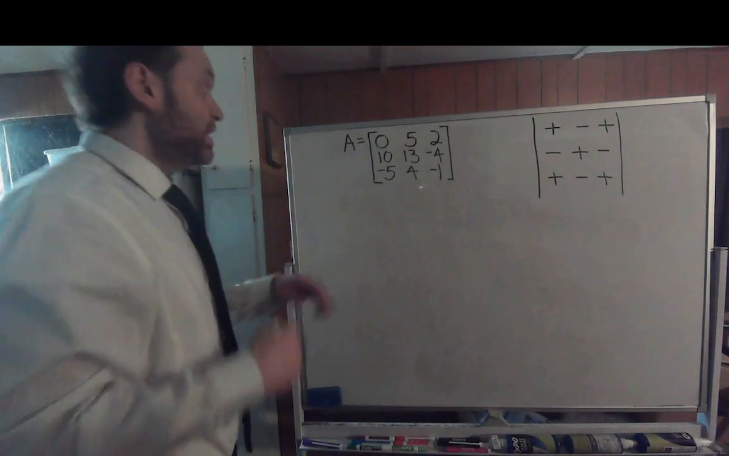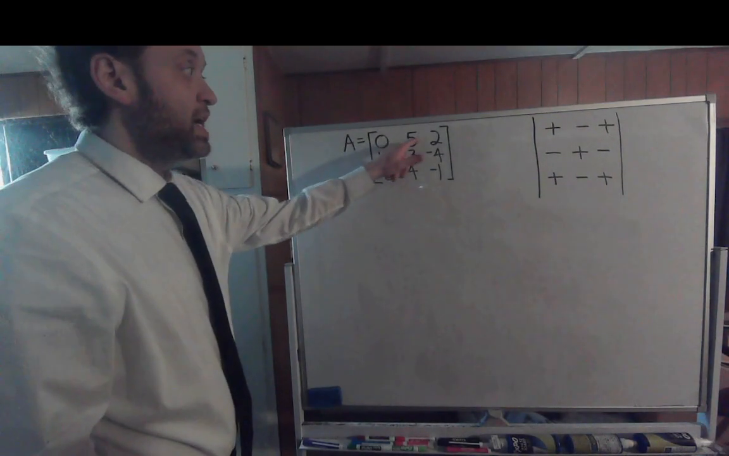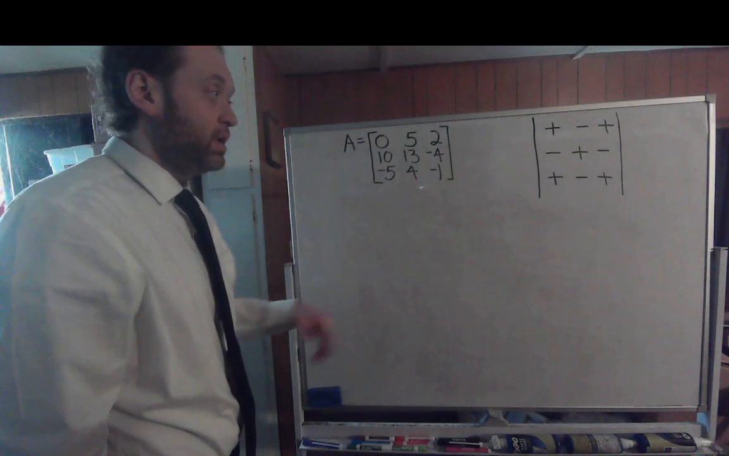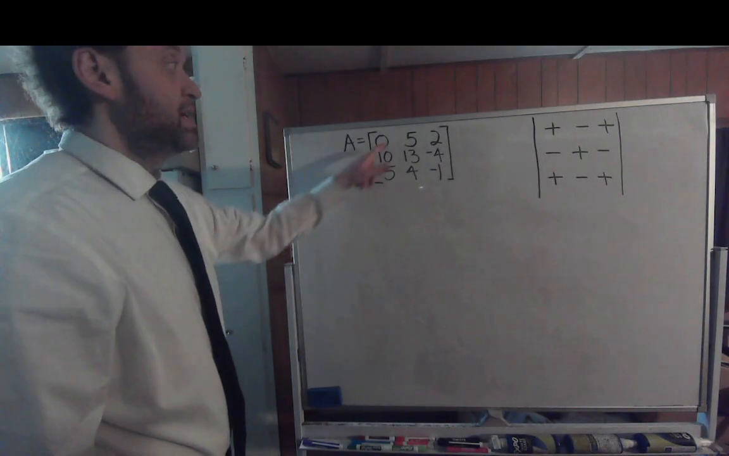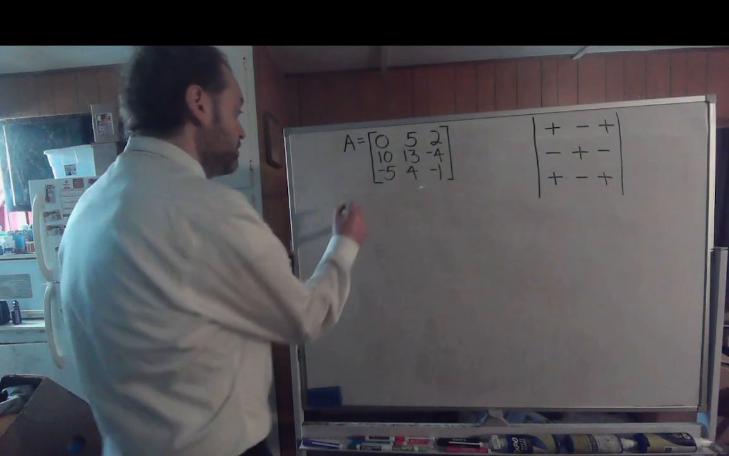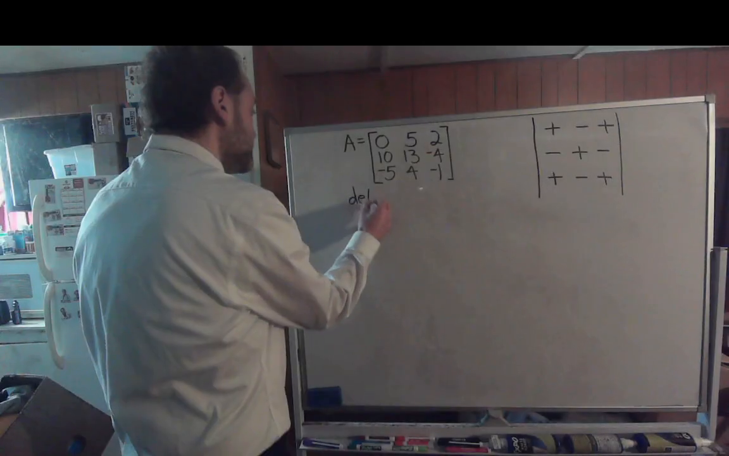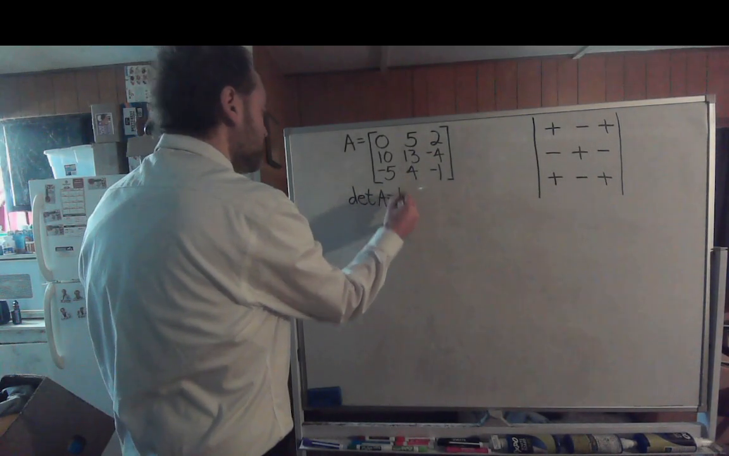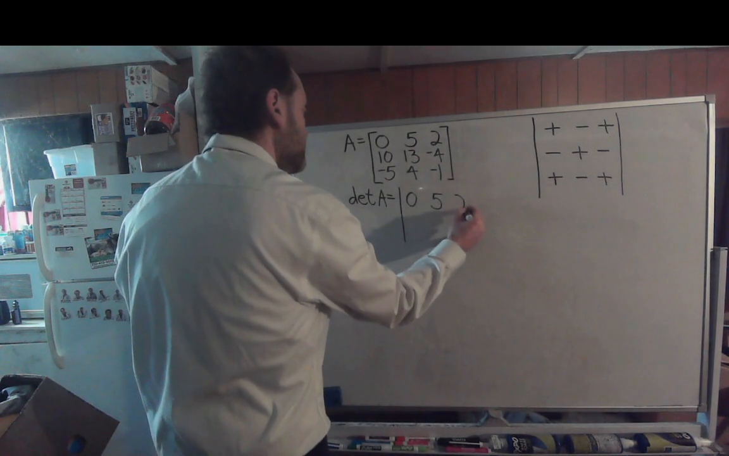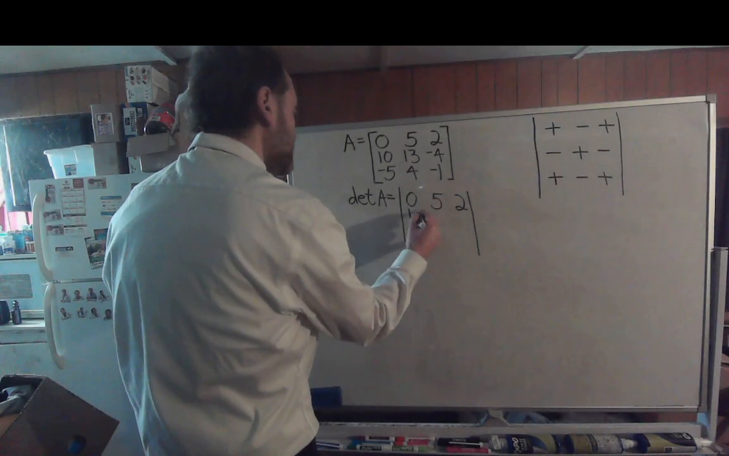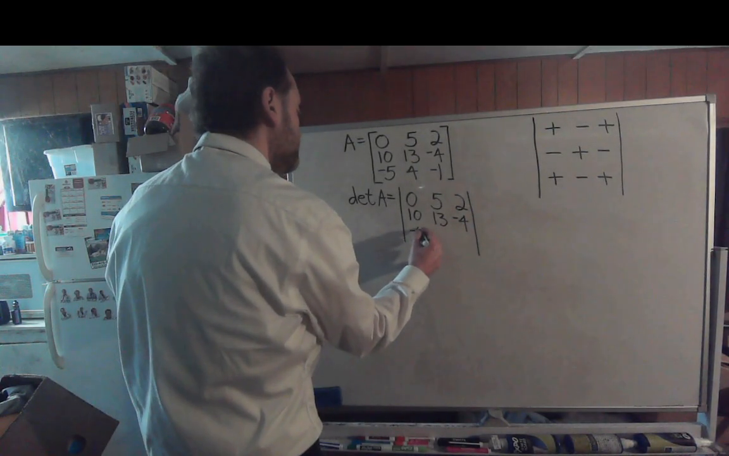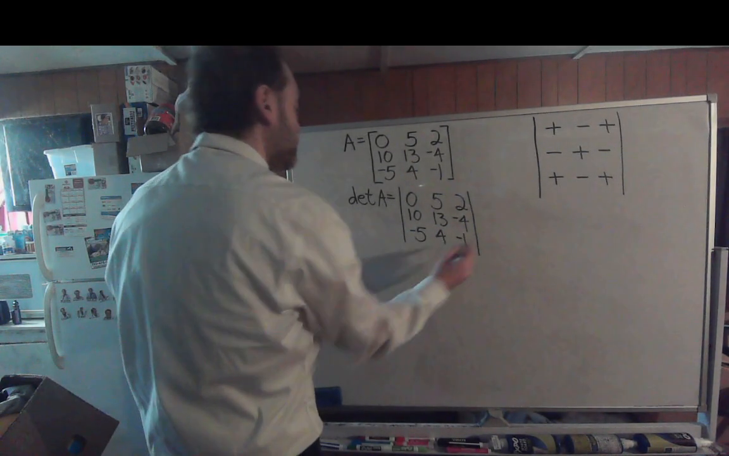Okay, so here's the matrix A with entries 0, 5, 2, 10, 13, negative 4, negative 5, 4, and negative 1. It's nice because we have row 1 with a 0 in it, so we can definitely use that row. So let's make up the determinant notation first so we don't have to keep rebuilding the matrix. 0, 5, 2, 10, 13, negative 4, negative 5, 4, negative 1.